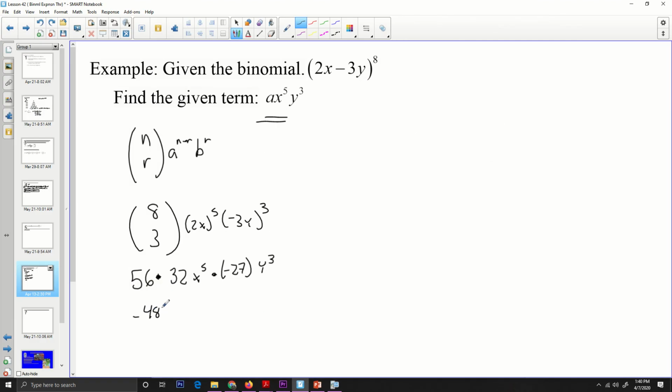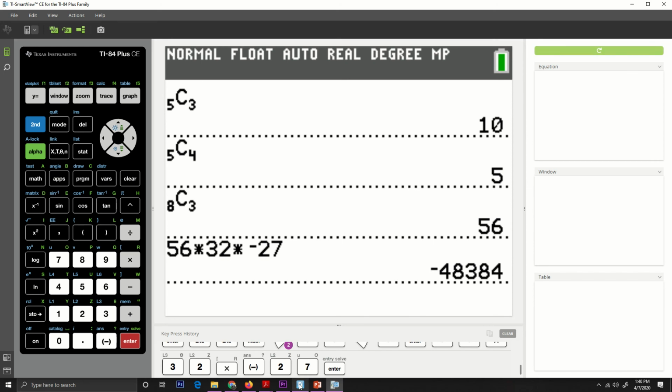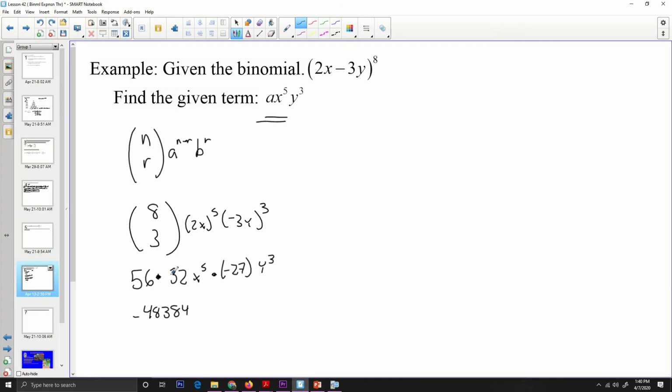Negative 48,384. So I can make sure, 48,384. We're good. And then it'll be x to the 5th, y to the 3rd. And that is our answer there.